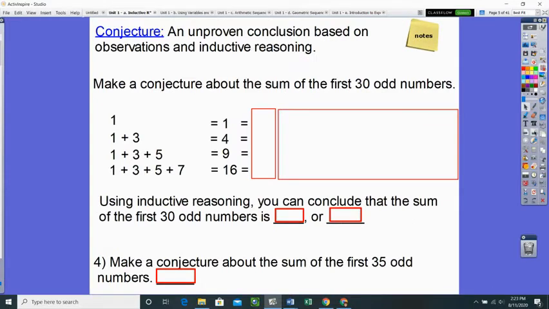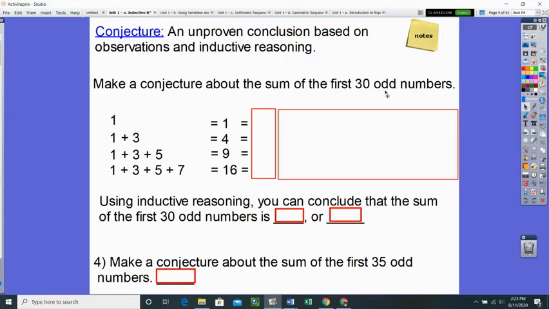Now, a conjecture is an unproven conclusion, and it's based on observations and inductive reasoning. So you come up with a thought, and that would be a conjecture. So we're going to make a conjecture about the sum of the first 30 odd numbers. And you've got to understand that that could have been the first 1,000 odd numbers. That's a lot of numbers to pick up our calculator and add.